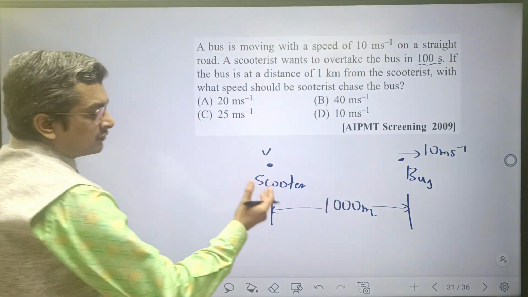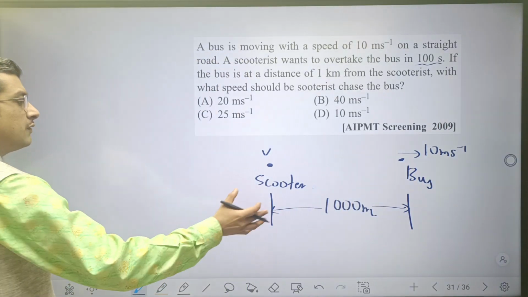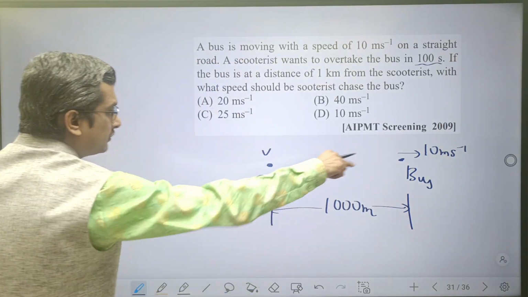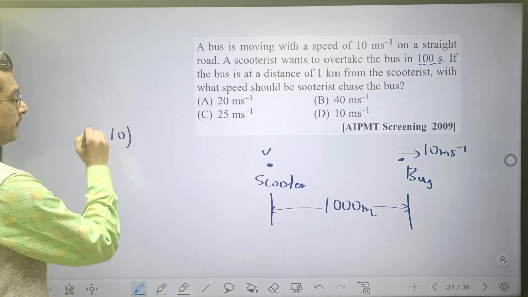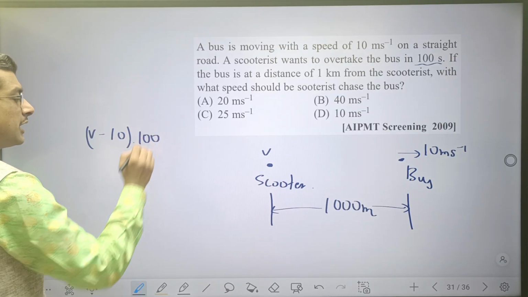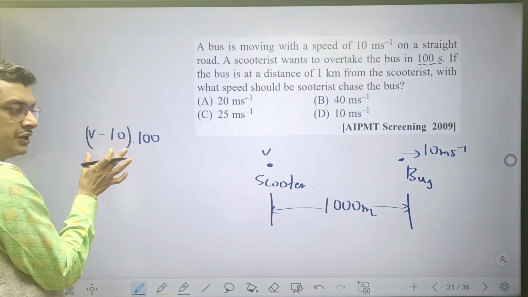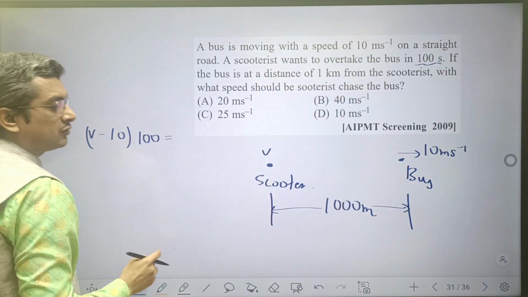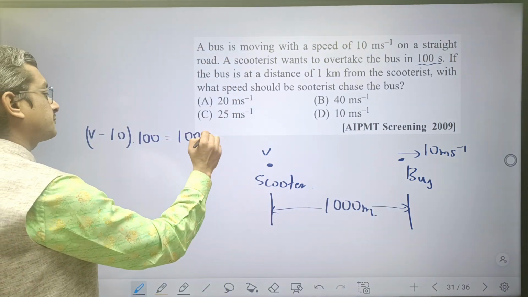So this is the concept of relative velocity where both the objects are in motion. The relative velocity of approach of the scooter with respect to the bus is given by v minus the speed of the bus, that is 10. This must be multiplied by the time after which it wants to overtake the bus. So this is the relative velocity, this is the time, and the product of speed into time must be equal to the distance, that is 1000.